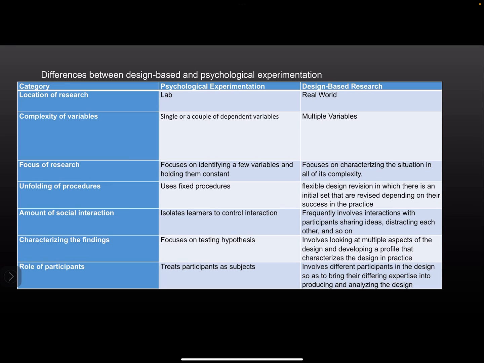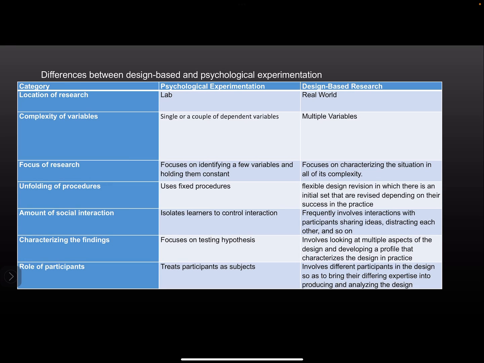The amount of social interaction: for psychological experimentation, they're going to try to isolate the learner to control the interaction, whereas design-based research frequently involves complex social interactions, with participants sharing their ideas, distracting each other, and so on.